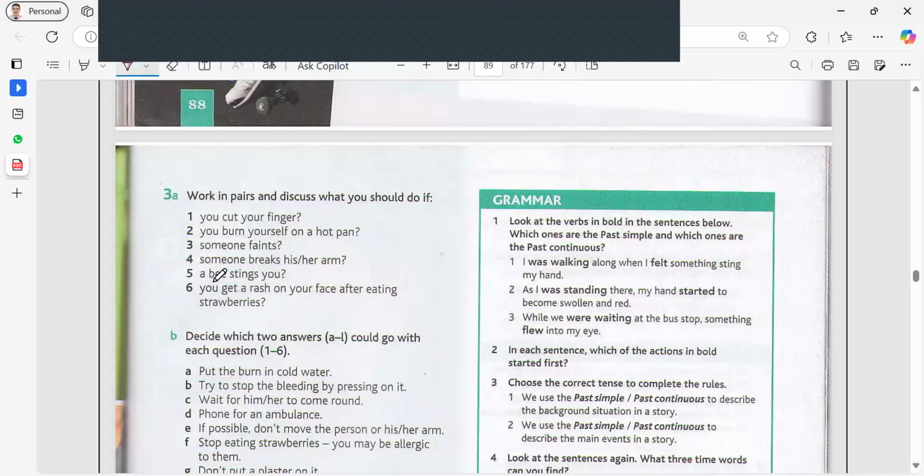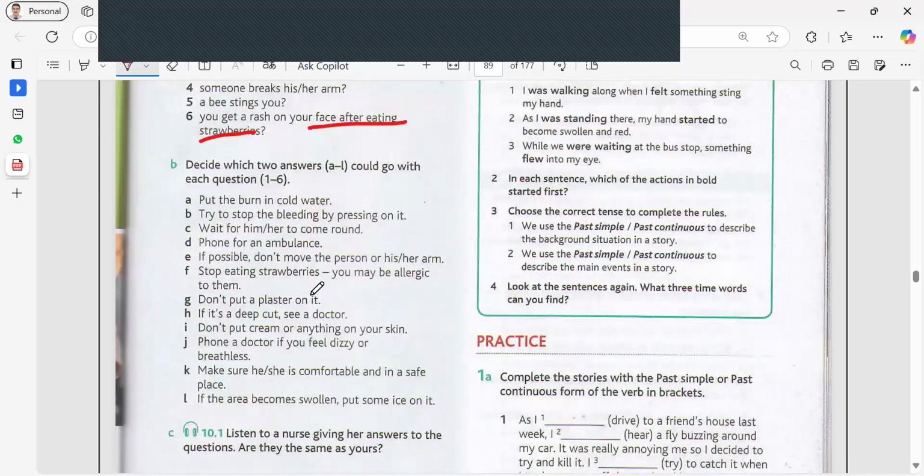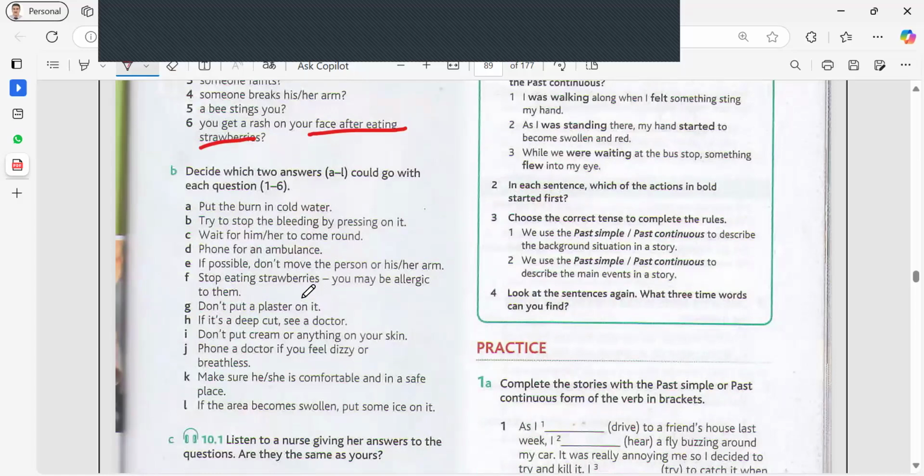That's it. You can't help him. Yeah. You can. A bee stings you. You get a rash on your face after eating strawberries. Rush to the hospital. Rush to the doctor.